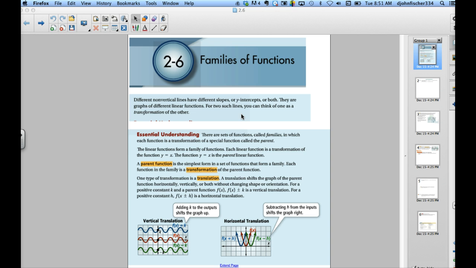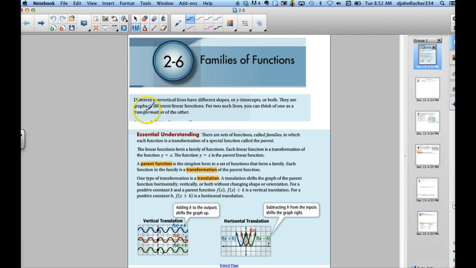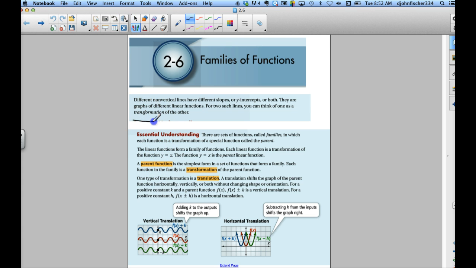For two such lines, you can think of one as a transformation, that's a key word here in this section, of the other. A transformation is taking a graph and moving it around. You can move it up, down, left, right, stretching it both ways, and so on. So there's a lot of different transformations, and we're going to talk about all of them during this section.